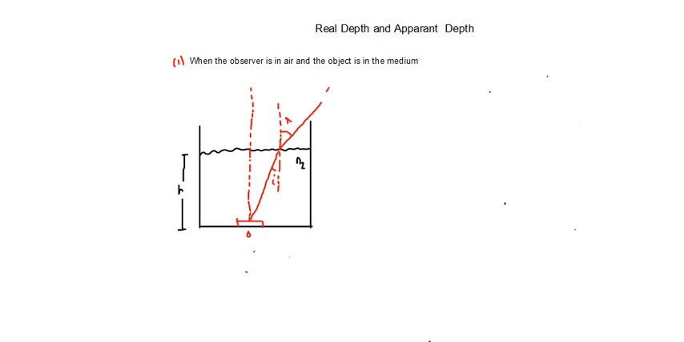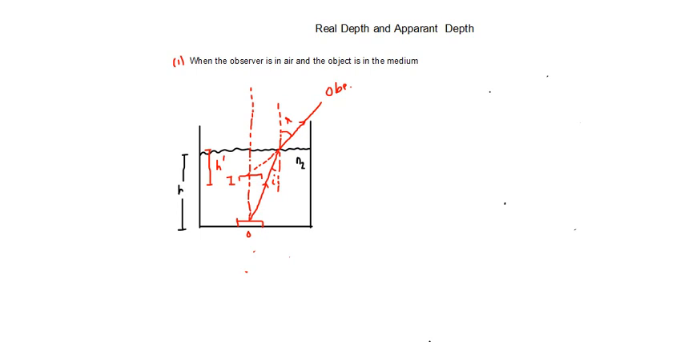So this is the angle of incidence and this is the angle of refraction. If the observer is here looking at the object, then the observer will find that the object is not located at O, rather it is located here. The image is presented here. This distance is called the apparent position. I am denoting it by h dash. You can see this image is completely virtual.